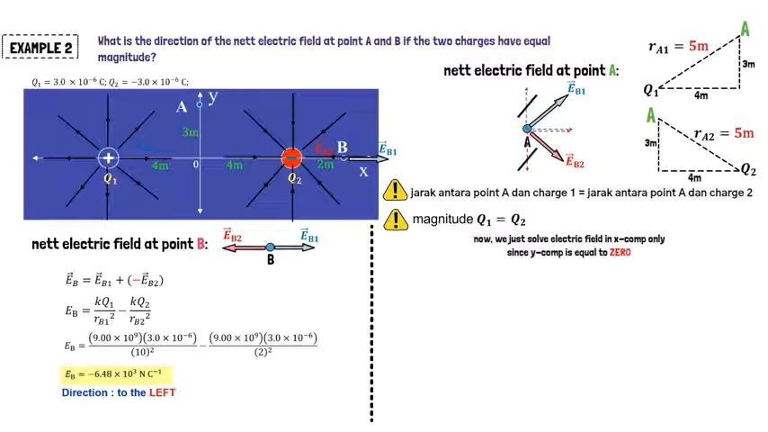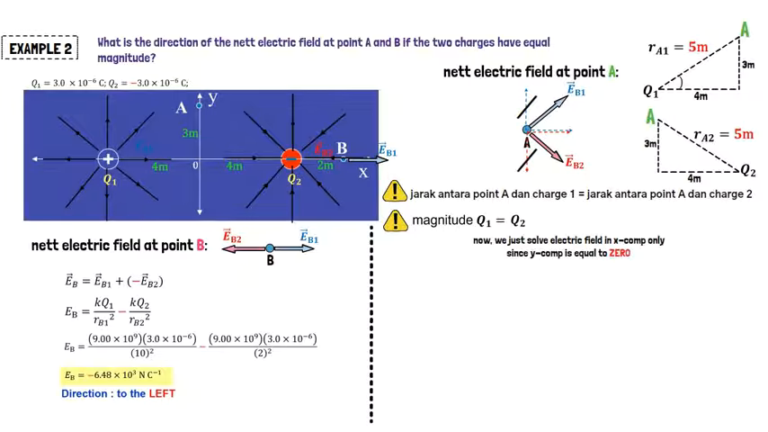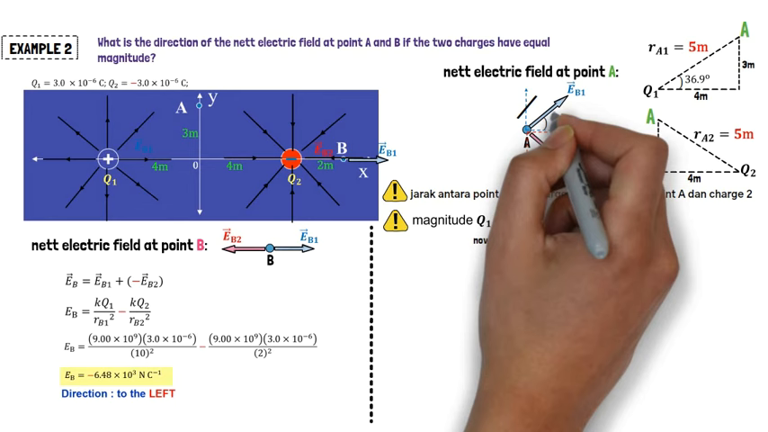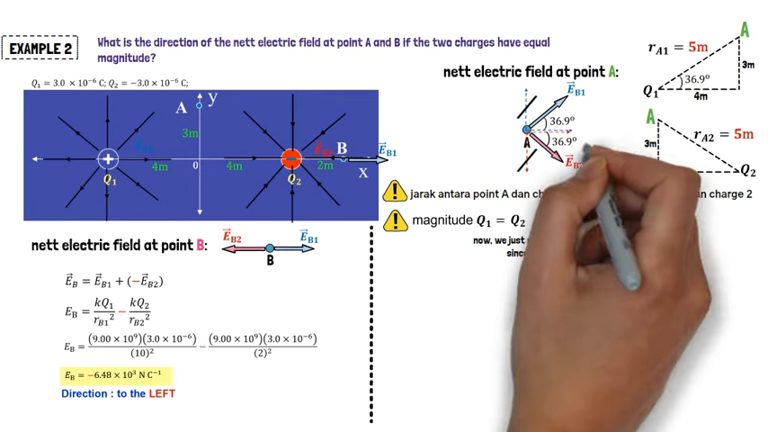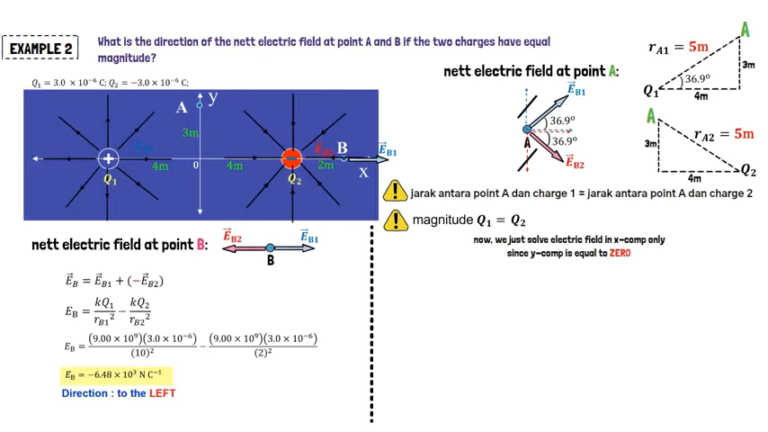Okay, so we can try to solve electric field in X component. Boleh? Okay, but before we proceed for the calculation, make sure you calculate first what is the angle here between X component and EA1. Okay, so here saya dapat 36.9 degree and dekat sini pun samalah 36.9 degree. Okay, you boleh cuba kira. Alright, so now in order to calculate the resultant electric field at point A, so we consider X component only sebab Y component kita dah cancel tadi.